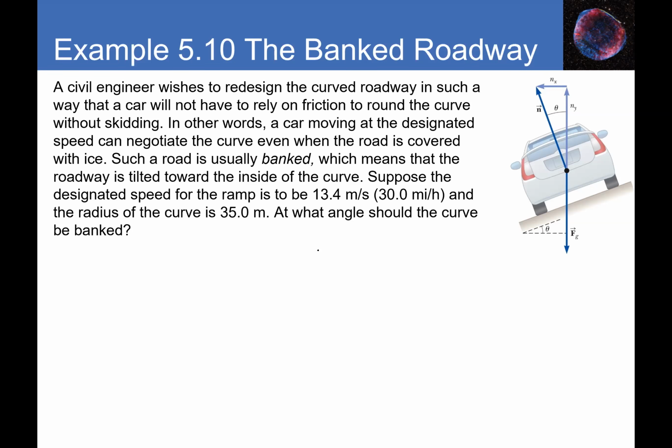Such a road is usually banked, which means that the roadway is tilted toward the inside of the curve. Suppose the designated speed of the ramp is to be 13.4 meters per second, which is roughly 30 miles an hour, and the radius of the curve is 35 meters. At what angle should the curve be banked?